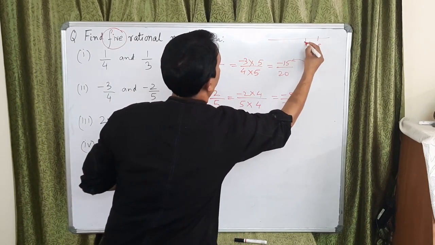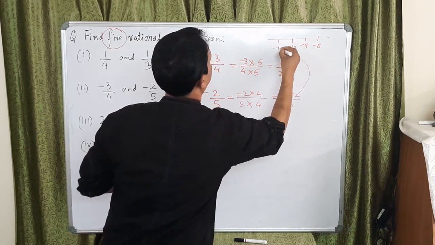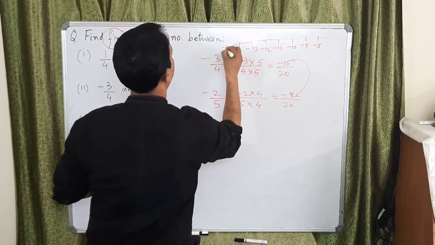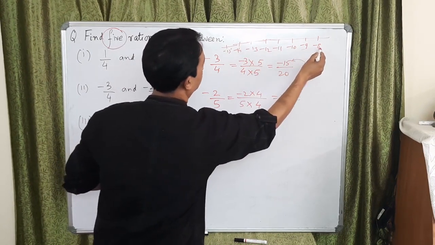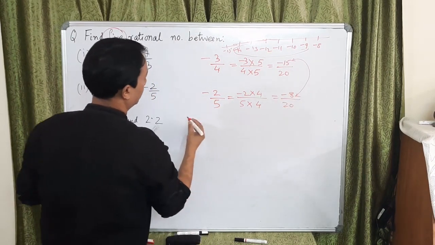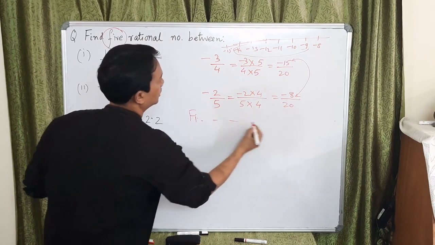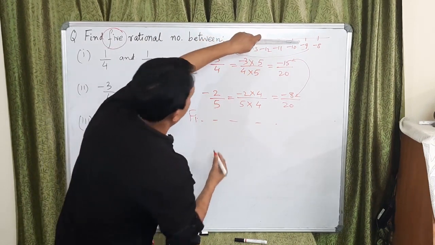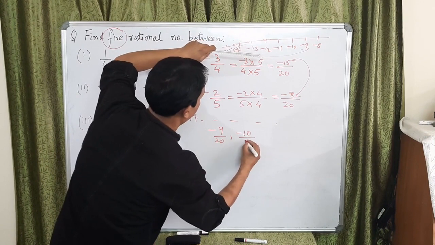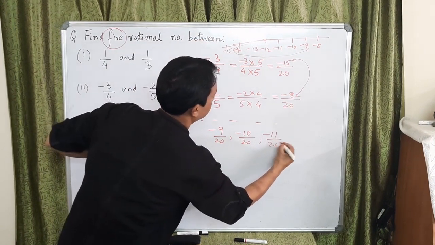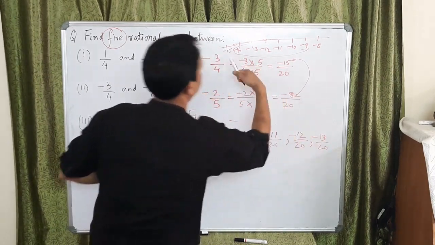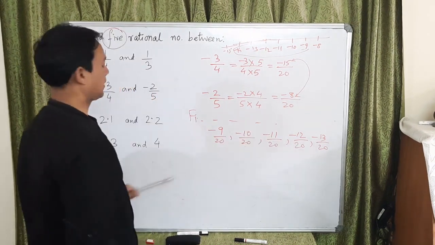So minus 8 is here, then comes minus 9, minus 10, minus 11, minus 12, minus 13, minus 14, then comes minus 15. So we already have more than 5 here, so we don't need to multiply by 10. We'll just directly write 5 rational numbers between these: minus 9 by 20, minus 10 by 20, minus 11 by 20, minus 12 by 20, minus 13 by 20, or you can choose any from them. So we have 1, 2, 3, 4, 5.